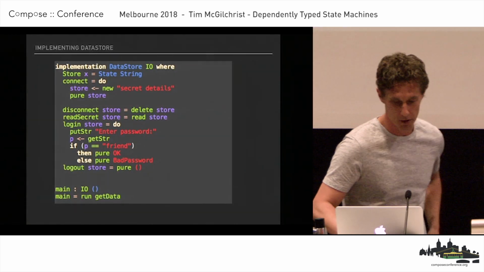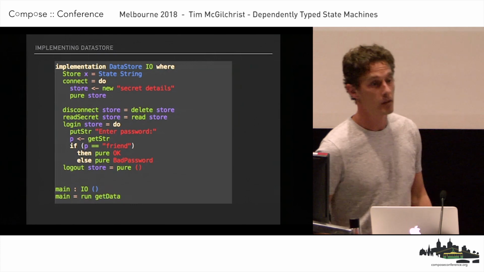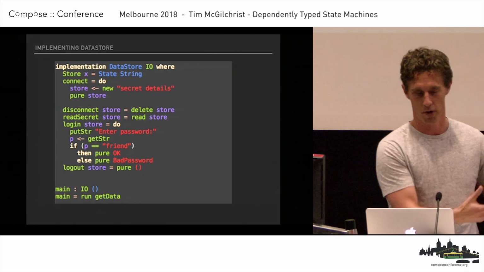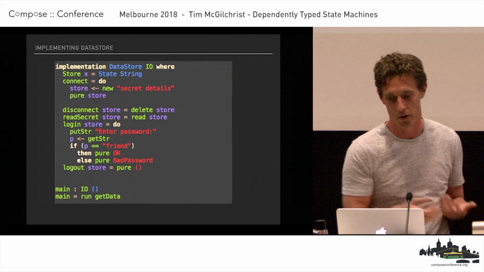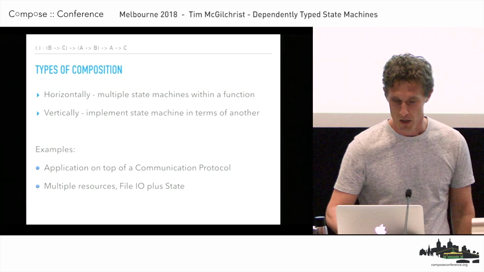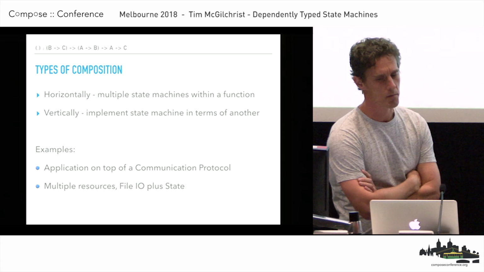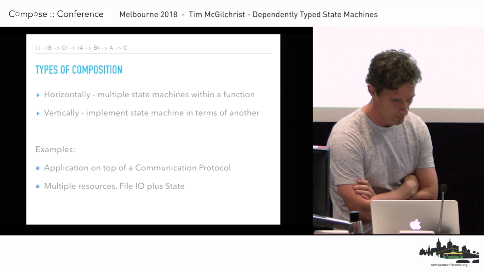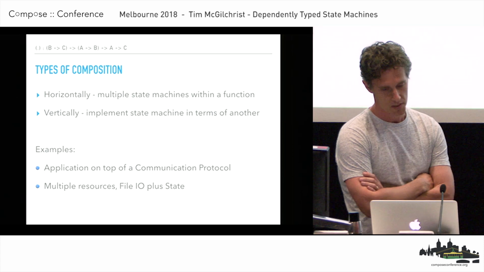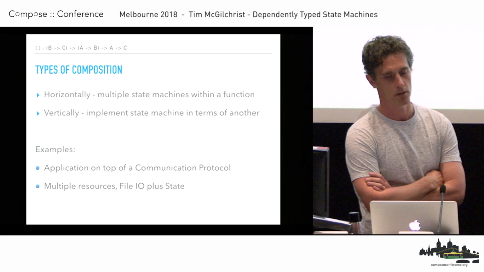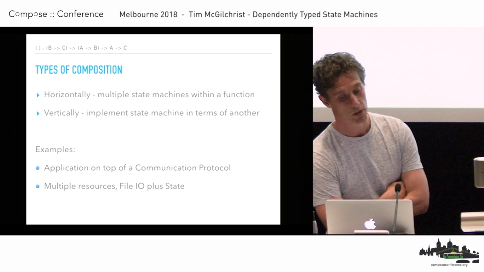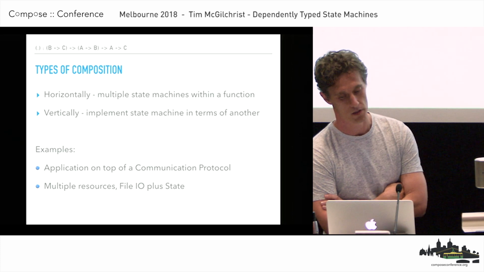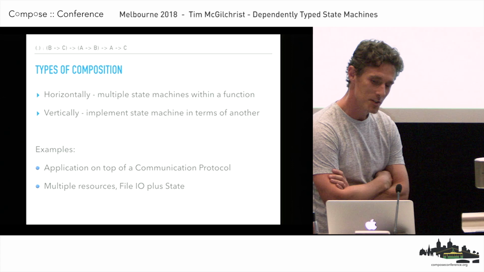So I think that's really cool. If you do something similar with free monads or other implementation techniques, you can implement it incorrectly and not know that you've done it. There's a couple of different types of composition that I wanted to cover. There's the idea of horizontal composition, so multiple state machines within a function, and vertical composition, which is implementing state machines in terms of other state machines.